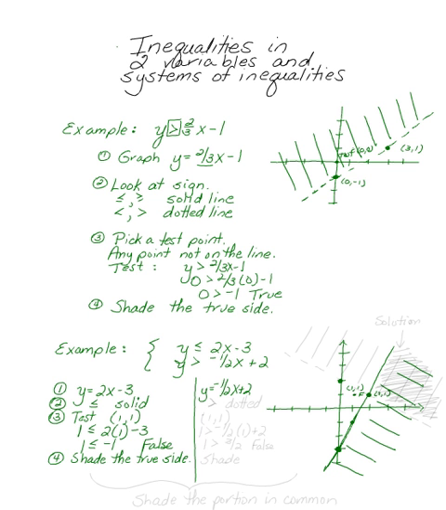And then we're going to look at our inequality sign. In this case, we have a greater than sign. That means we're going to use a dotted line through those points. So we're going to have a dotted line through those points.